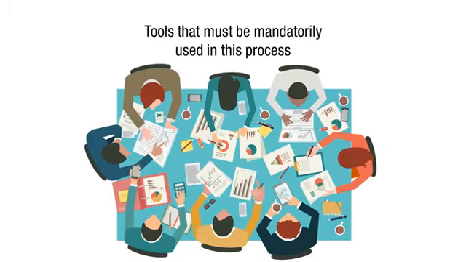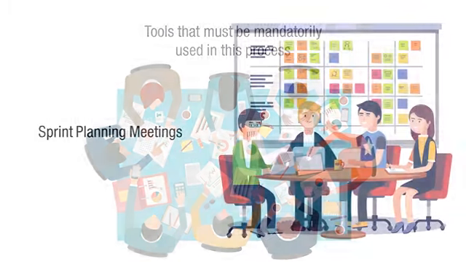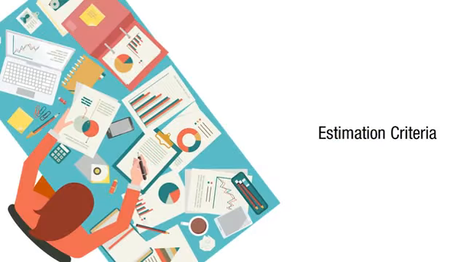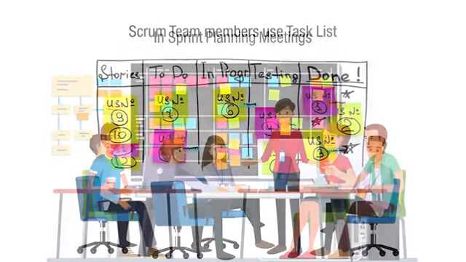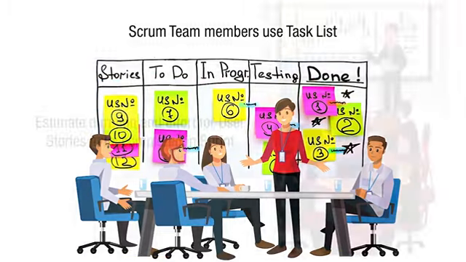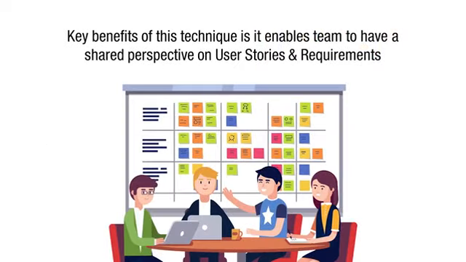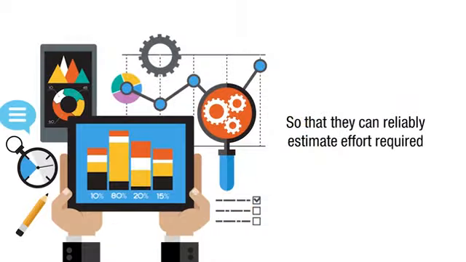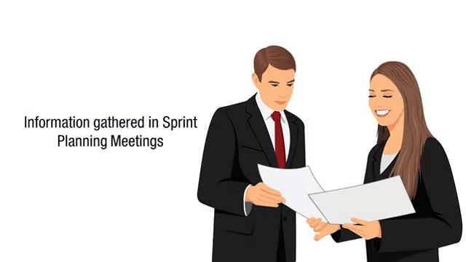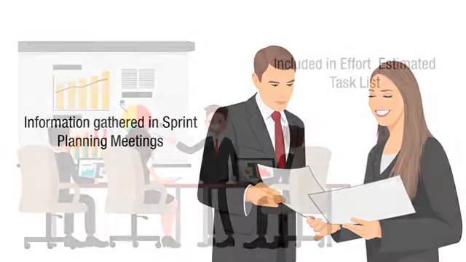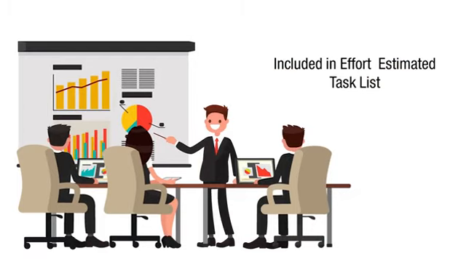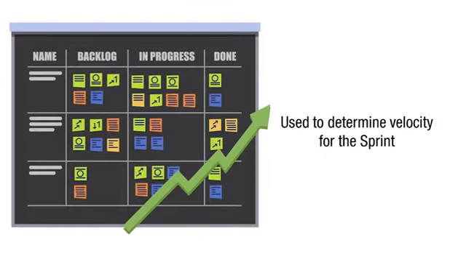The tools that must be mandatorily used in this process are sprint planning meetings and estimation criteria. In sprint planning meetings, the Scrum team members use the task list to estimate the duration and effort for the user stories to be completed in the sprint. One of the key benefits of this technique is that it enables the team to have a shared perspective on the user stories and requirements so they can reliably estimate the effort required. The information gathered in the sprint planning meeting is included in the effort estimated task list and used to determine the velocity for the sprint.